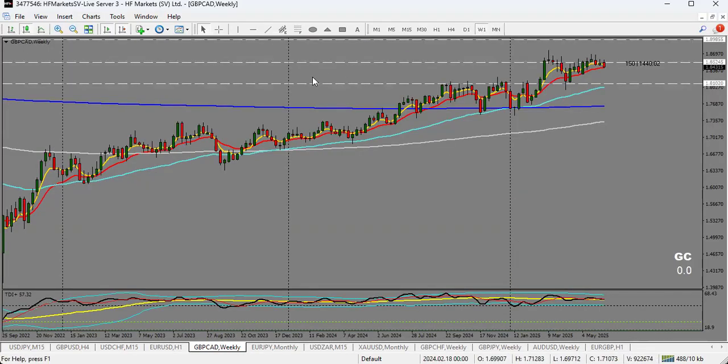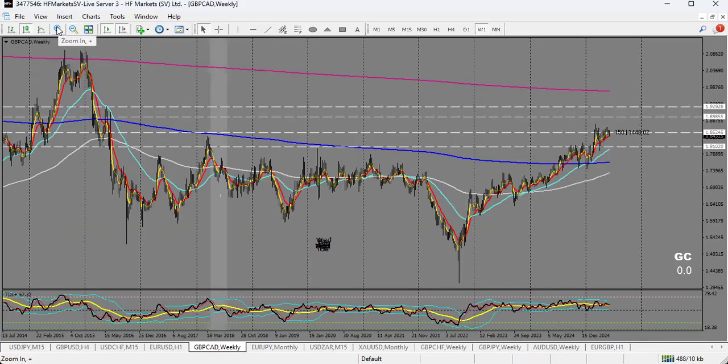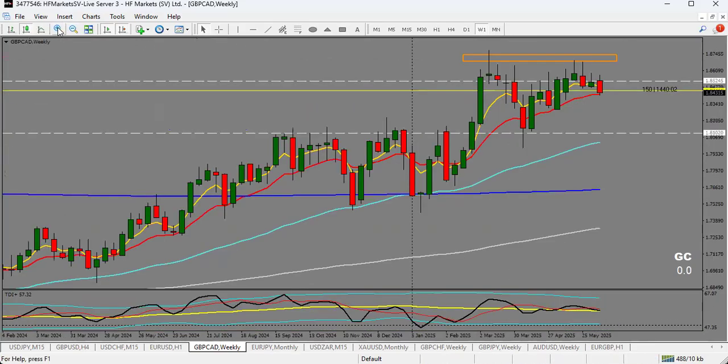Let us look at the weekly time frame. You can see like an M formation there, where this here is an area of resistance now. This here is an area of resistance. So the market structure might shift from bullish to bearish.